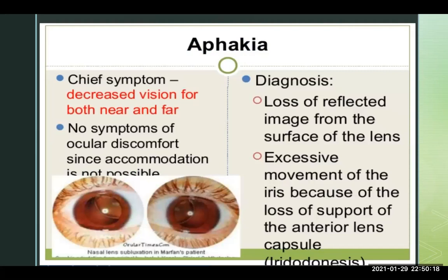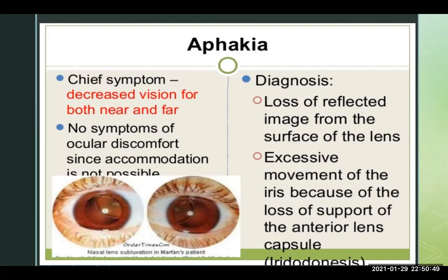As shown in this figure on the right and the left down, there is displacement of the crystalline lens, called a subluxated lens. In Marfan syndrome or homocystinuria, there is subluxation of the lens, and in severe forms of the subluxation, the lens will be out of the visual axis, so this patient will be aphakic.